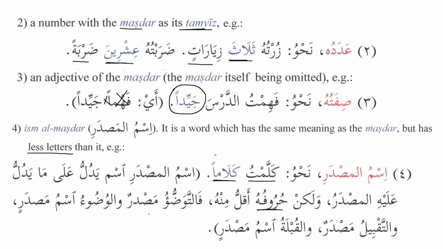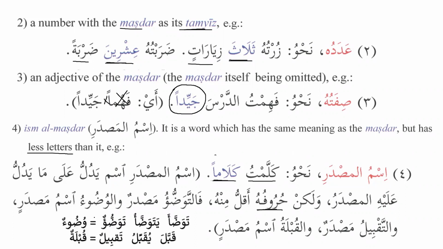فتوضؤ مصدر الوضوء اسم مصدر. So we have the verb, for example, توضأ يتوضأ. Let's have a look over here. توضأ يتوضأ توضؤا. That means to make wudu, or to make ablution, right? And what's the masdar over here? Masdar is tawaddu'un. And what is ismul masdar? Ismul masdar is wudu'un. So we can see over here that wudu'un has 1 letter less than tawaddu'un. So wudu, as we use it in everyday life, the word wudu is not a masdar, it is ismul masdar.